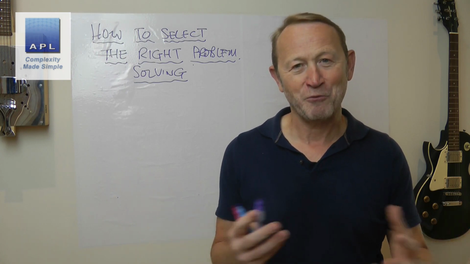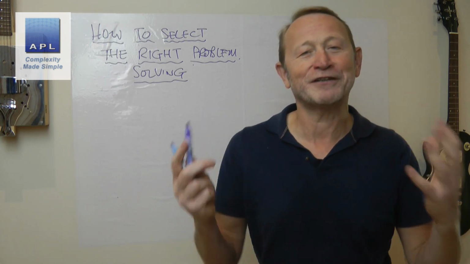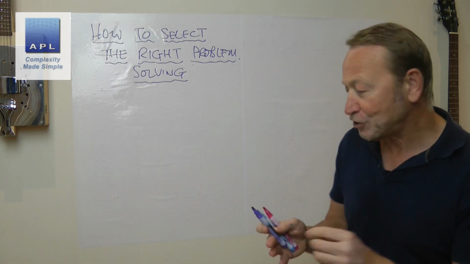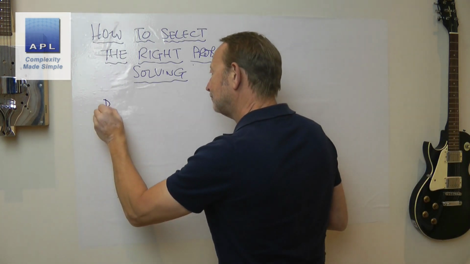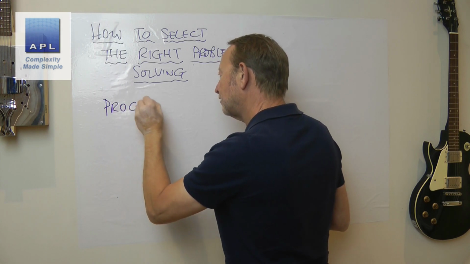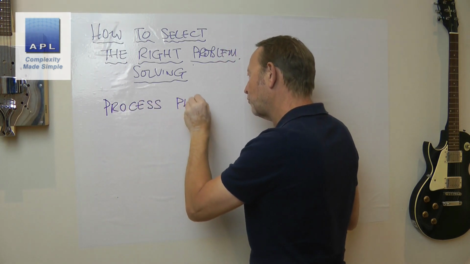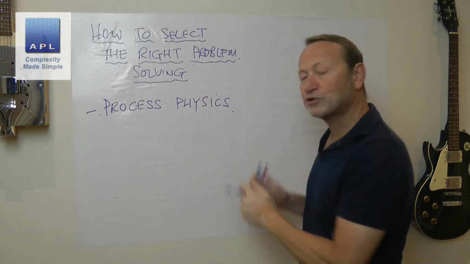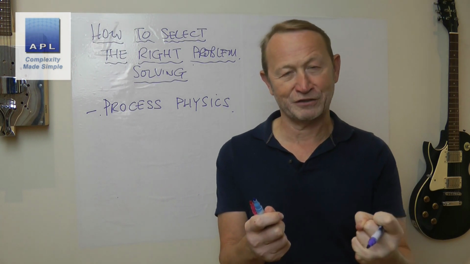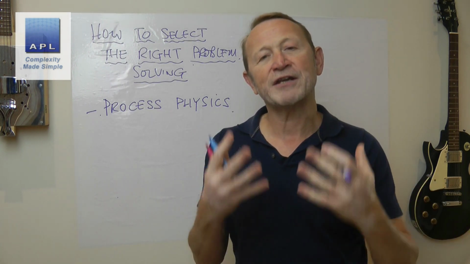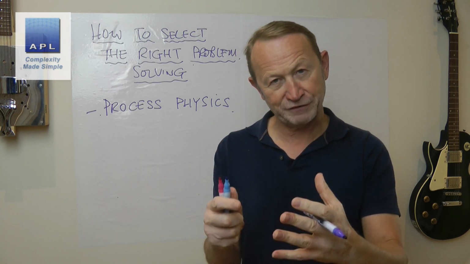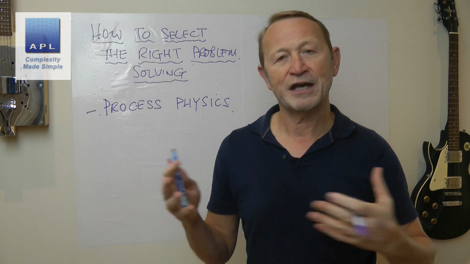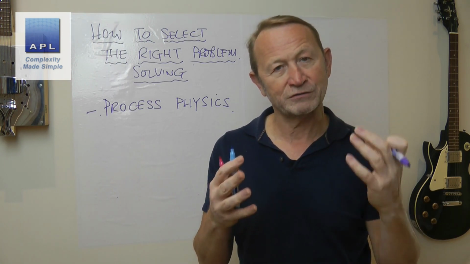What? What kind of a suggestion is that? What this is all about, you've got to understand your process physics. Okay, so problem solving is all about process physics. You've got to understand the nature of your process physics, and then you've got to understand how to change that in order to get the result that you want.